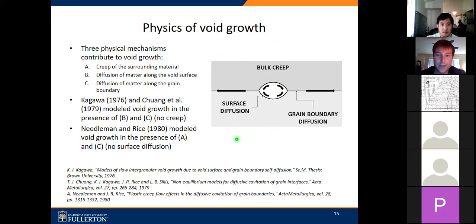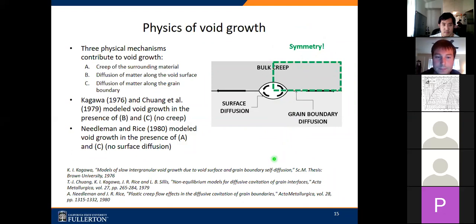So a natural question is, can we simulate this process in the presence of all three of these acting at the same time? Until recently, nobody had done that. Again, you've got symmetry. The grain boundary provides a symmetry plane, and assuming that the external loads are symmetric as well, you can also consider this to be a symmetry. So for the purposes of simulation, we don't have to simulate the entire unit cell, we just have to consider 1/4 of it.